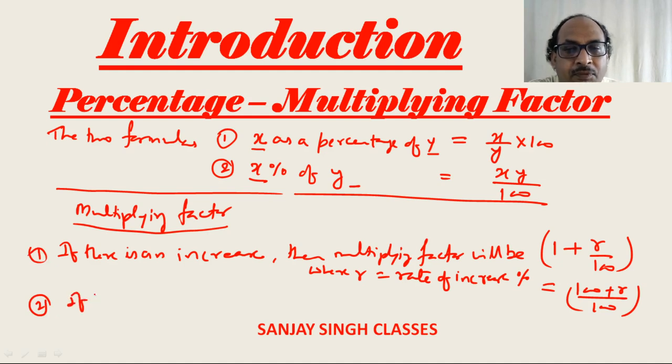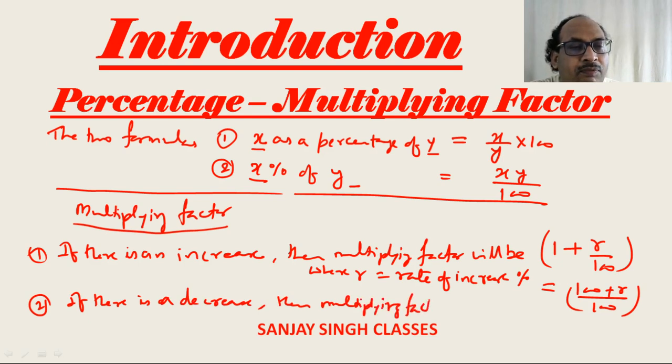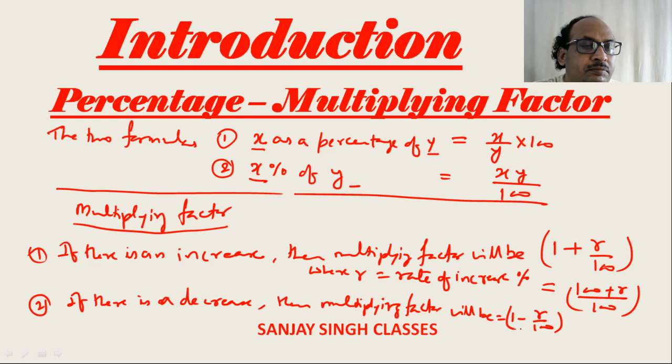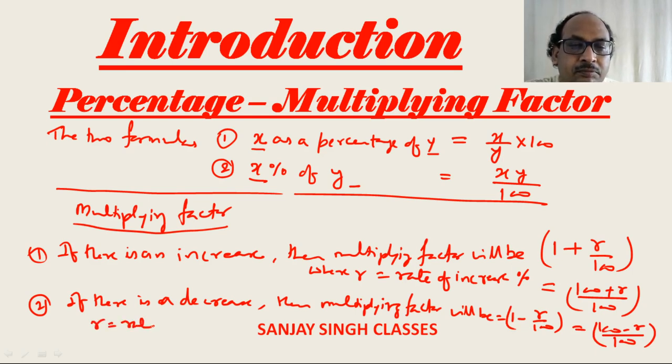Second one, if there is a decrease, then multiplying factor will be 1 minus r by 100, which can also be written as 100 minus r by 100. r is the rate of decrease here, which will be given in percentage.